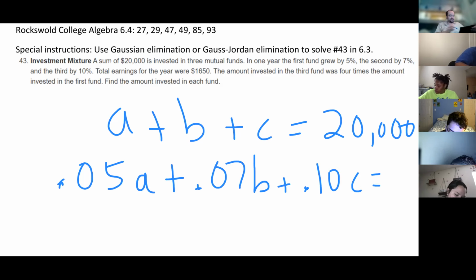And I'm running out of room. But when I sum these three things together, they should give me what? 20,000? Oh, wait. Yeah, that number there. What did they give me? 1650 is what they said the earnings were? 1650, yeah. That's it. I'm running out of room here. Cram it up in here.